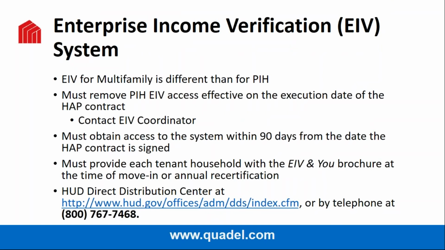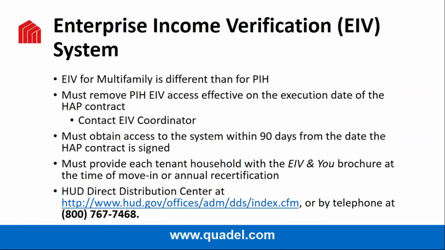Over to EIV. EIV is a big topic here, and use of HUD's EIV system is required as a third-party source to verify tenant employment and income information during the certification and recertification process. The requirement and objective to utilize EIV was to reduce administrative and subsidy payment errors. HUD's multifamily EIV system is different than the EIV system used by public and Indian housing programs.